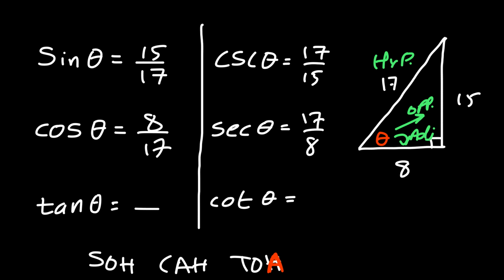So in this case, it will be 15 divided by 8. Cotangent theta is simply flipping the fraction, which is 8 divided by 15.